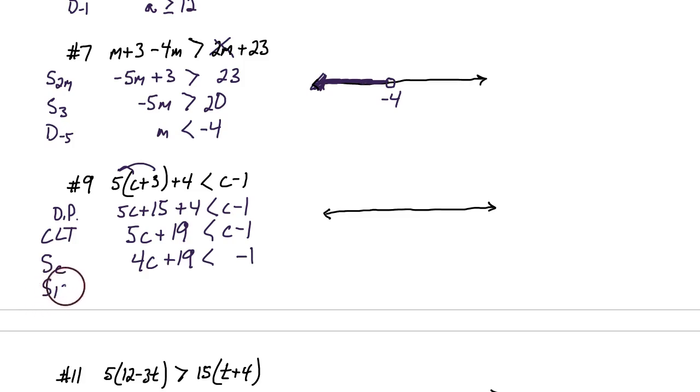Next, let's subtract 19 from both sides. That will isolate the 4c term. And here's the less than symbol. Negative 1 subtract 19 is negative 20. And finally, divide by the 4. So we have c is less than negative 5. I did not switch the arrow symbol because I did not divide by a negative number. I divided by a regular 4. Okay, on the graph, here's negative 5, open circle, shade to the left.